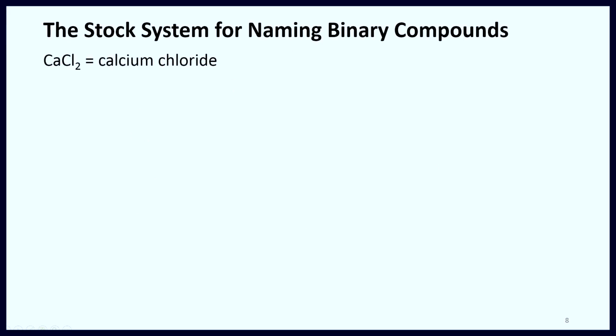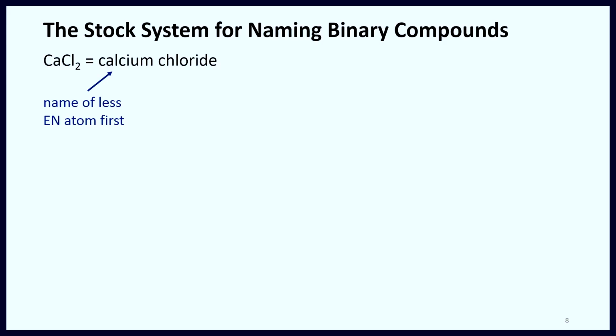So first of all, the Stock system for naming binary compounds. CaCl2 is calcium chloride. So the name of that compound, calcium chloride, is a Stock system name. Calcium chloride, by the way, is road salt. It's a de-icer used in winter.